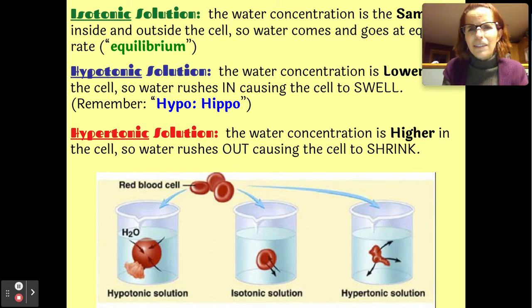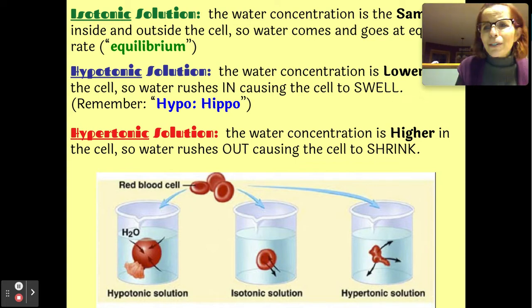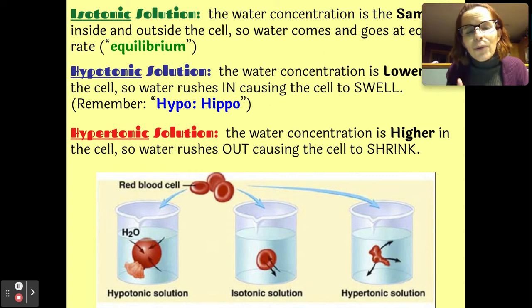When are our cells going to shrivel up like that? When we drink salt water. So if you're ever stranded on a boat in the middle of the ocean, are you supposed to drink the salt water? No. Does it matter?